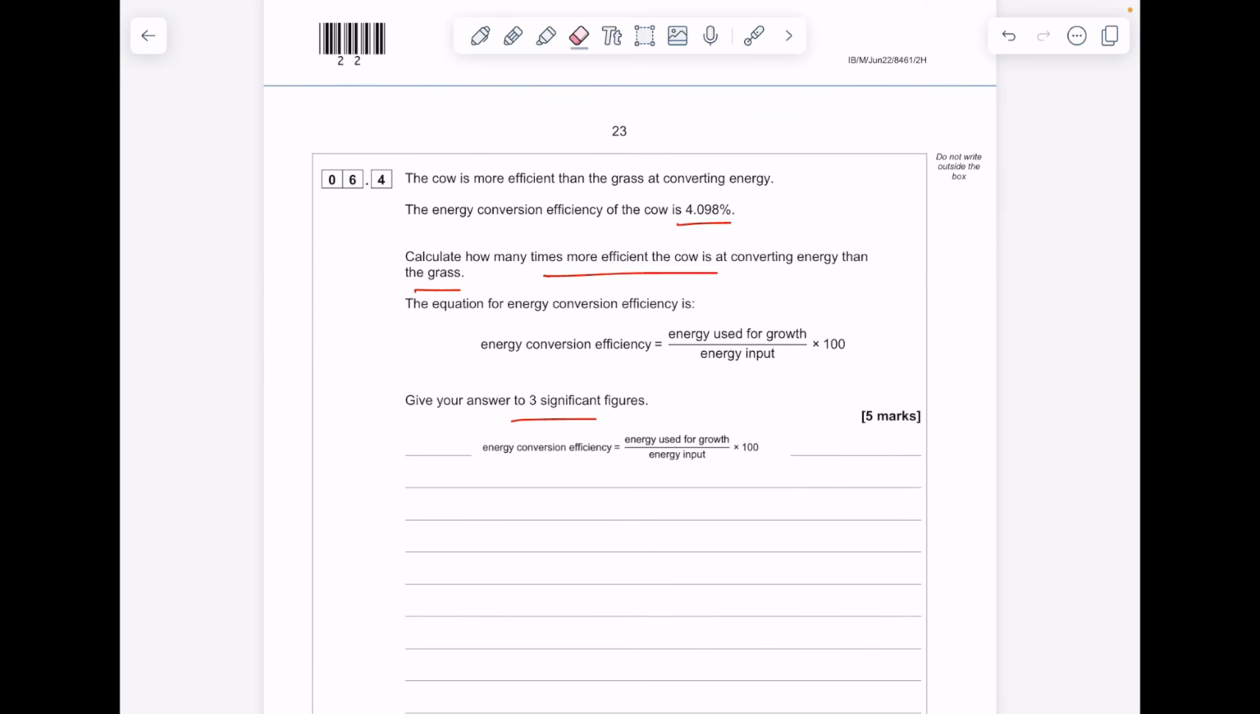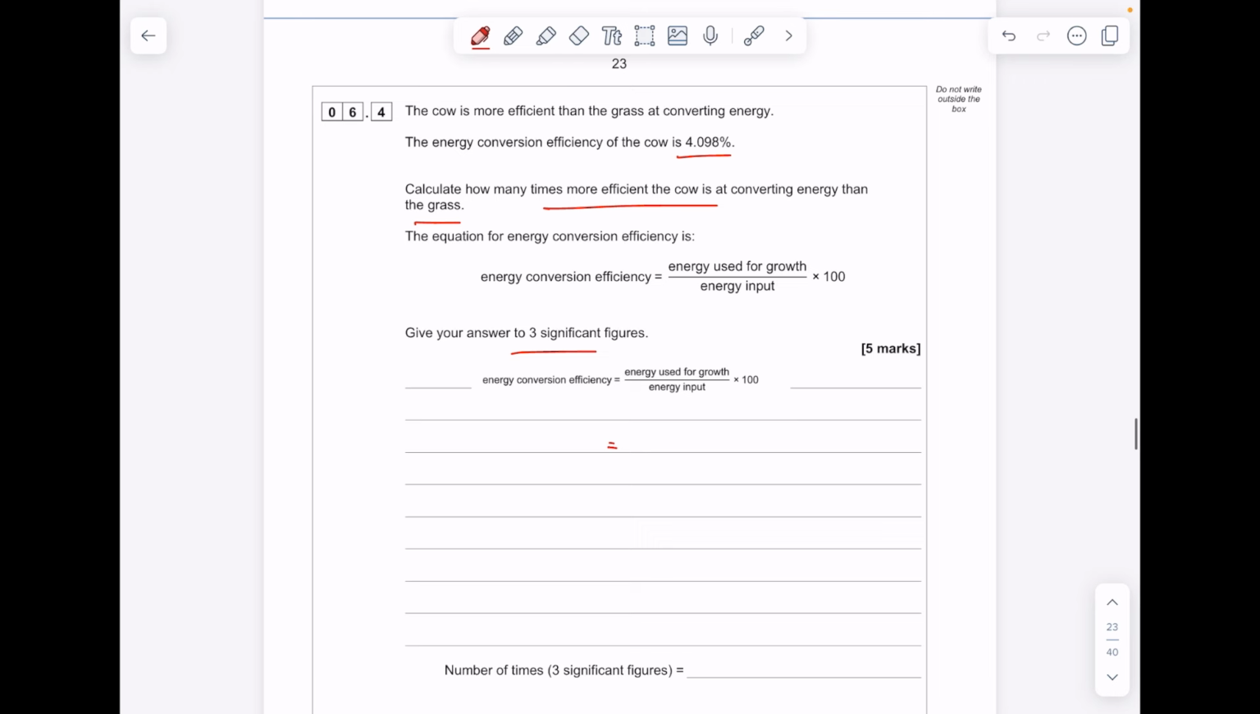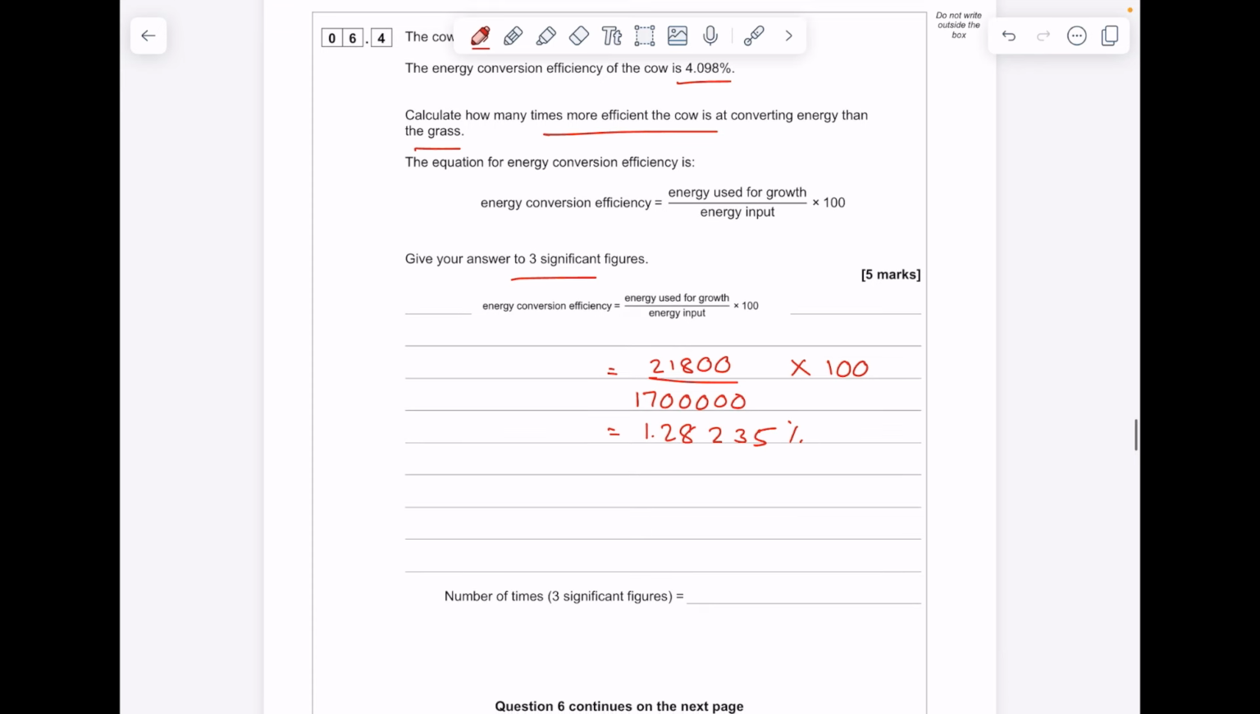So let's use this equation to find out how efficient the grass is. So it receives 1.7 million, but only uses 21,800 for growth. So that's how efficient the grass is. We know the cow is 4.098% efficient, so we need to work out how many more times efficient that cow is by dividing 4.098 by 1.282. So the cow is 3 times as efficient, but to 3 significant figures, it's 3.20.